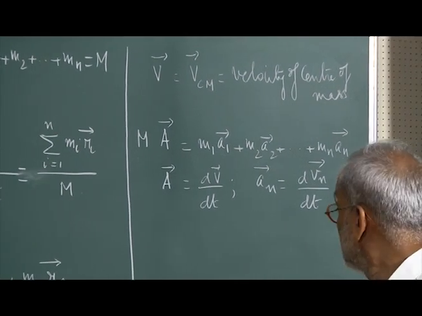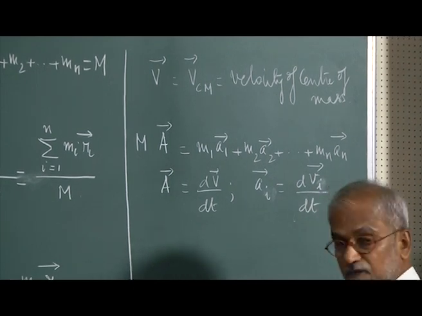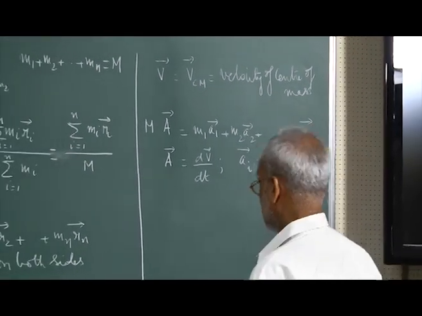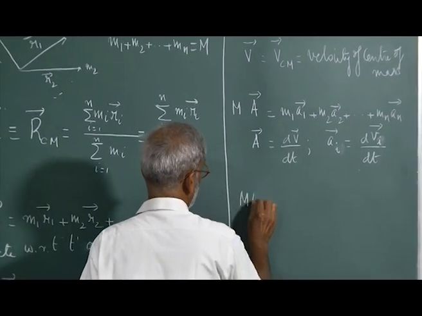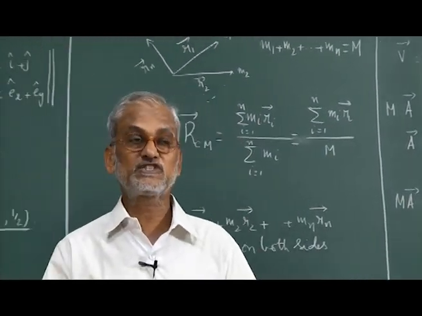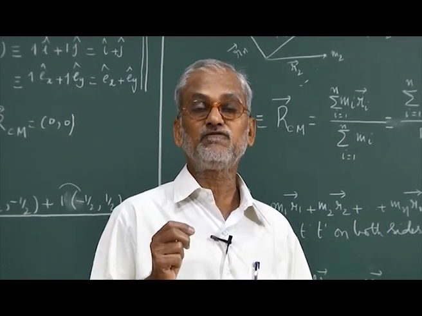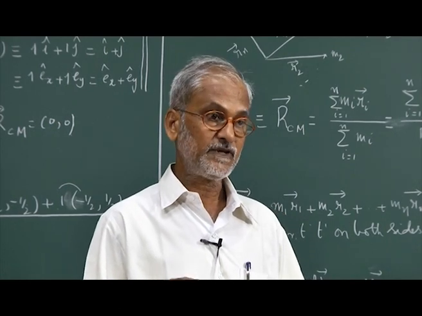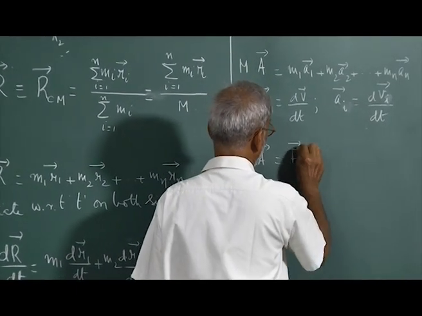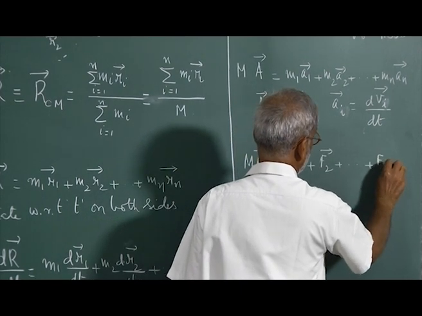So far so good. For the ith particle I can do it, I am only doing it for the nth particle. Now, this is the same as M into A is equal to, what is m1 into a1? That is the external force that is acting on the first particle, exactly the force term which is responsible for causing an acceleration of a1 on the first particle. Therefore, it is F1 plus F2 plus Fn.